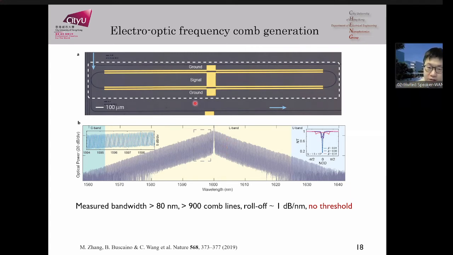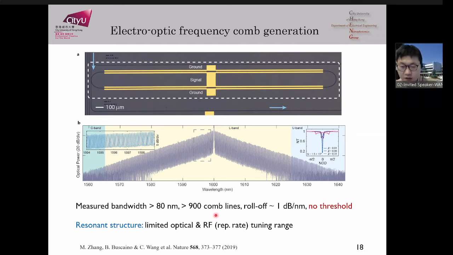Right. So this is really nice, really broadband, but there's one problem with this as well. The main problem is that because you use the resonant structure, you have limited optical and RF tuning range or bandwidth, right? More specifically, your optical signal has to be exactly matched to the resonance, and the RF signal has to be matched with the FSR, right? So that has some tolerance issues if you try to put this into a system.